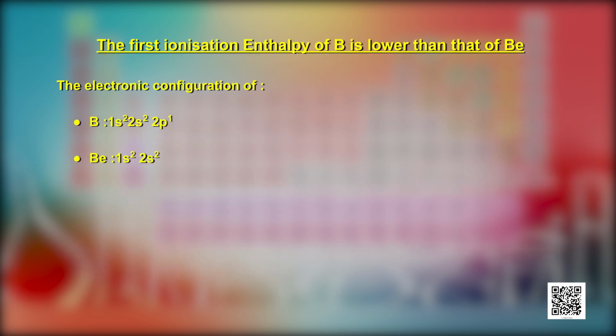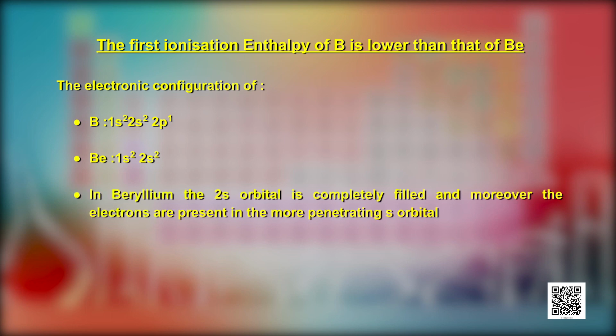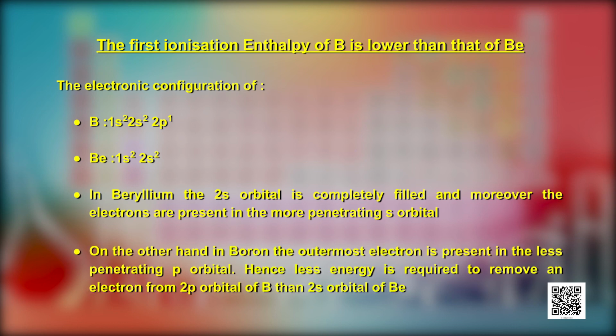Beryllium has configuration 1s2, 2s2, whereas boron's configuration is 1s2, 2s2, 2p1. In beryllium, the 2s orbital is completely filled, and moreover, the electrons are present in the more penetrating s orbital. On the other hand, in boron, the outermost electron is present in the less penetrating p orbital, and hence less energy is required to remove an electron from the 2p orbital of boron than 2s orbital of beryllium.